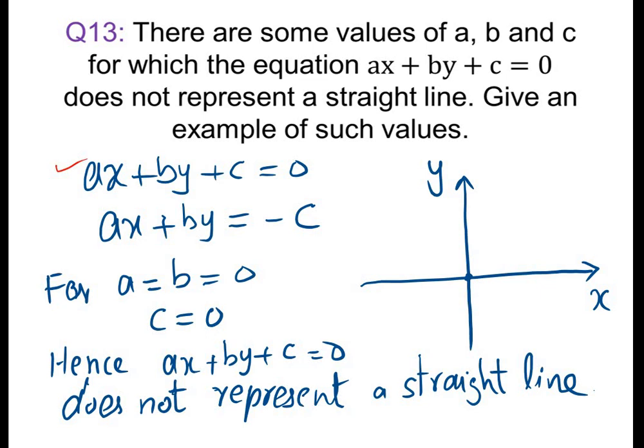If a is 0 and b is 0, it means minus c is equal to 0. Hence ax plus by plus c is equal to 0 does not represent a straight line, because c is 0, a is 0, b is 0, and there is no equation. 0 is equal to 0, so there is no equation of a straight line.